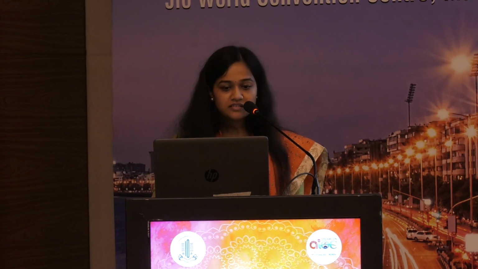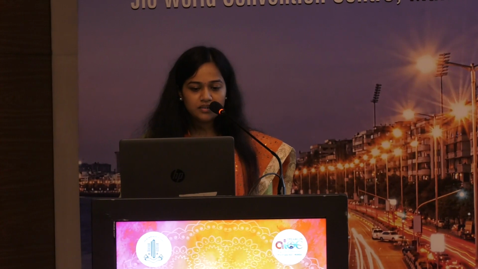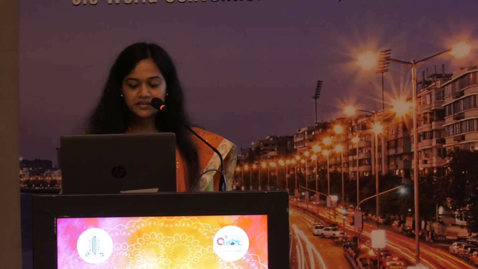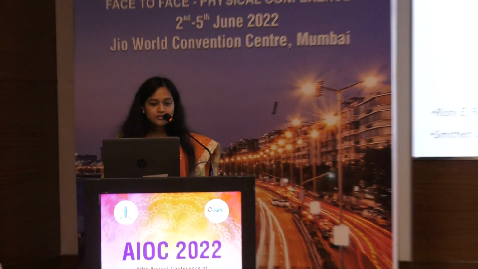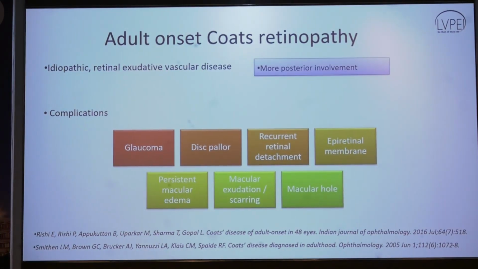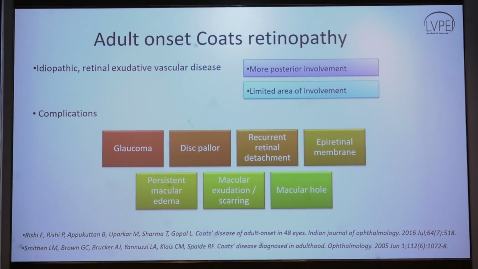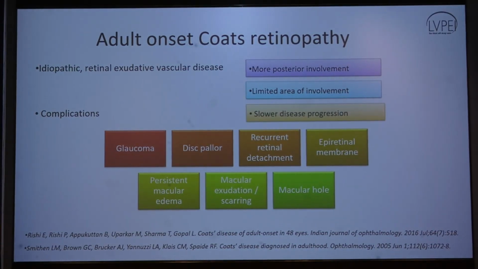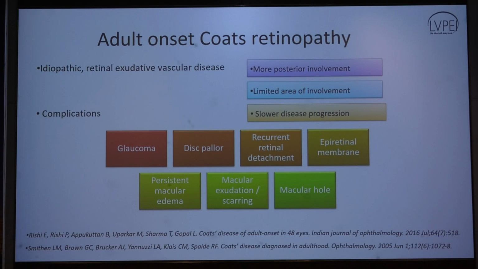Good afternoon, everybody. I'll be presenting a case of spontaneous closure of full thickness macular hole in a case of adult onset Coats retinopathy. Adult onset Coats retinopathy is different from childhood onset Coats disease due to its more posterior presentation, limited area of involvement, and hence a slower disease progression. The complications associated include glaucoma, recurrent retinal detachment, epiretinal membrane, persistent macular edema, and rarely macular hole formation.